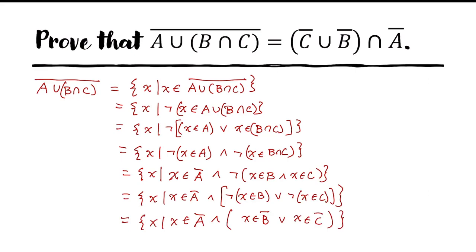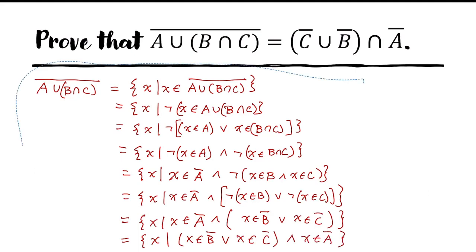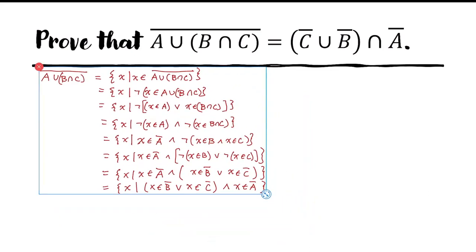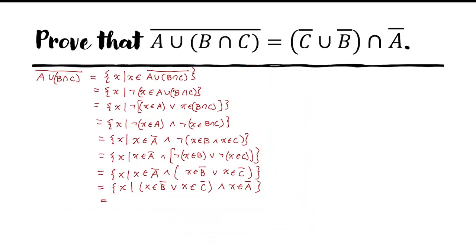Now we also have the commutativity law, so you can have x is in B's complement, or x is in C's complement, and x is in A's complement. And then here we will swap the order. Right, so this is the commutativity law.